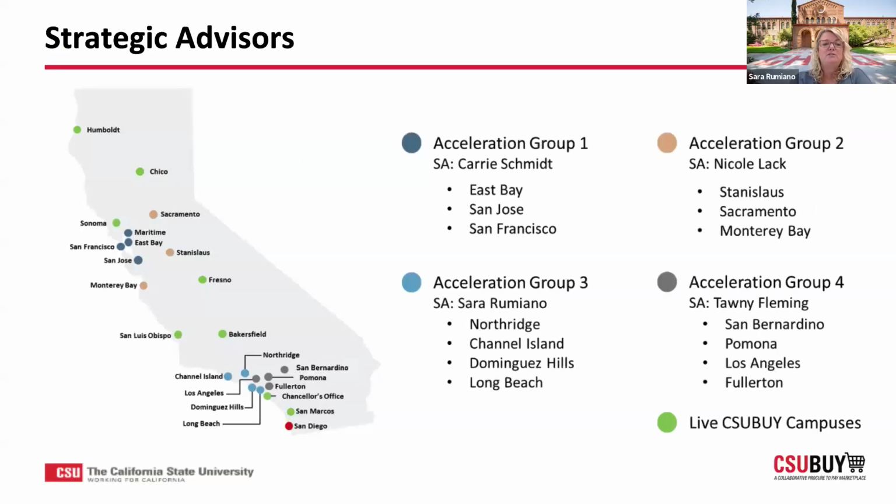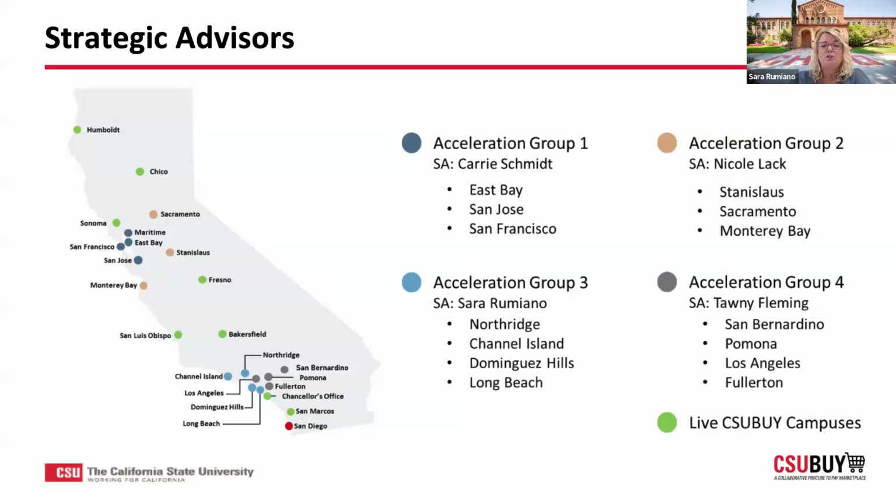To support the Chancellor's Office core team with the P2P implementation, the non-live campuses have been organized into regional groups, with each group assigned a strategic advisor. The strategic advisors are Carrie Schmidt, Nicole Lack, Tawny Fleming, and myself, Sarah Rumiano. Each of us brings extensive experience and expertise in procure-to-pay processes, and we are here to help guide and support campuses throughout their implementation journey.